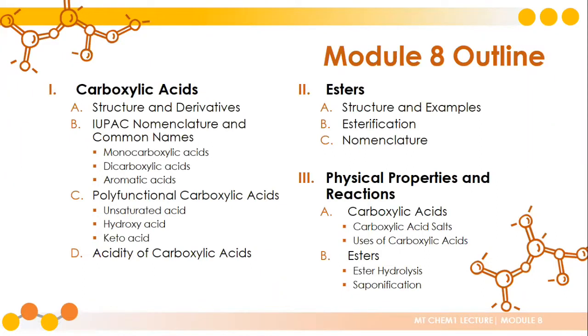Let's start with looking at our outline or overview for the first part of Module 8. These are the topics and subtopics to be discussed for this module. First, for carboxylic acids, we will be discussing the structures and the derivatives, followed by the discussion about the nomenclature or the naming of the compounds.